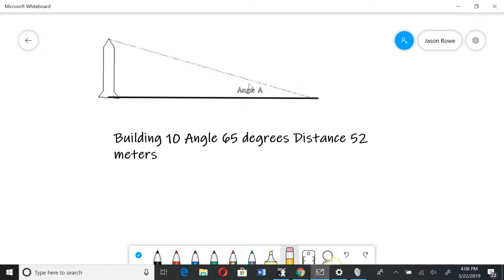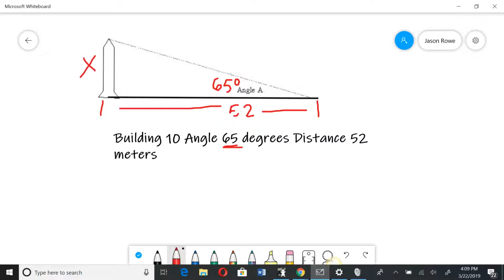So what you're told in the situation is that you've measured several buildings and you've got the distance from the building and the angle of incline to the top of the building. So here is what the situation looks like. And what we have in this example is we're told that the angle is 65 degrees. So that's a 65-degree angle right there. And you're told that the distance from the building to where you are is 52 meters. And you're asked to find the height of the building.